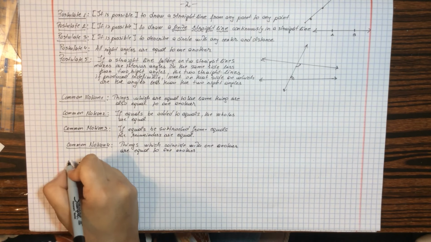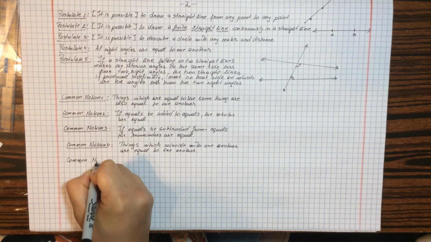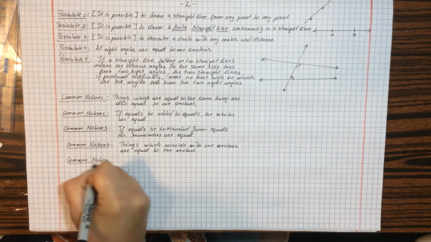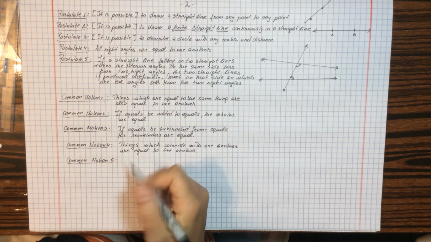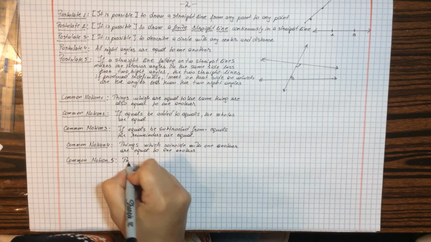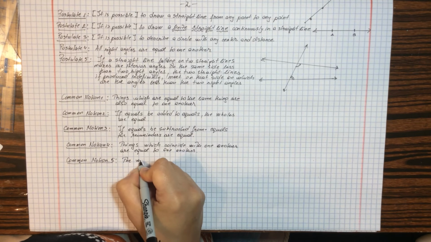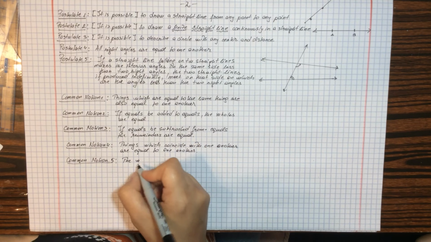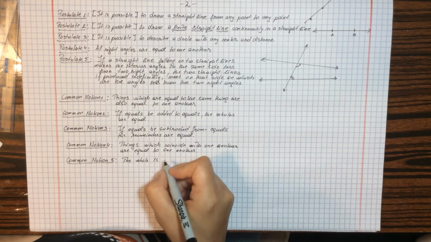Okay, and the last common notion. The whole is certainly greater than the part. And that makes sense. There's not much to prove there, and it's impossible not to take that for granted. The whole is greater than the part.